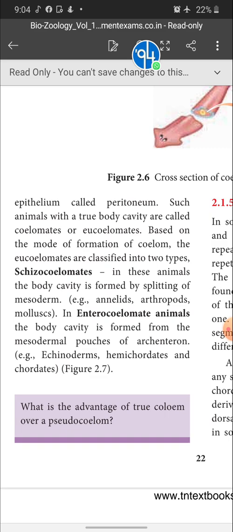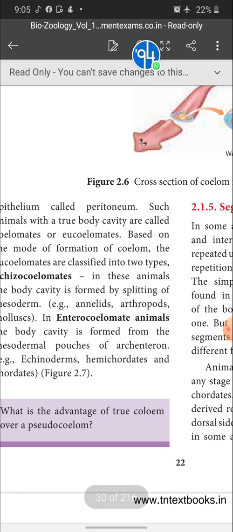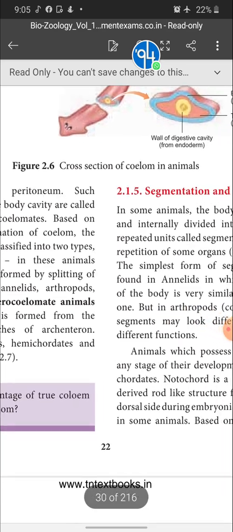In enterocoelomate, the body cavity is formed from the mesodermal pouches of the archenteron. So when the body cavity is formed from the mesodermal pouches of archenteron, then it is said to be what? Enterocoelomate animal. Example, echinoderms, hemichordates and chordates. These are all about what? The coelom. Next one is what, children?